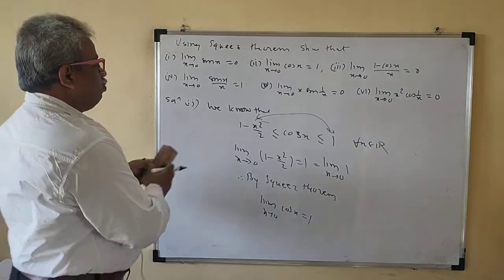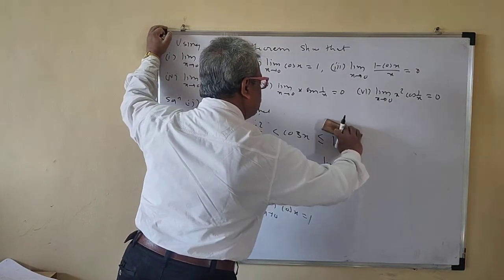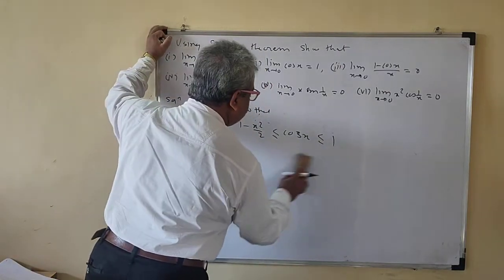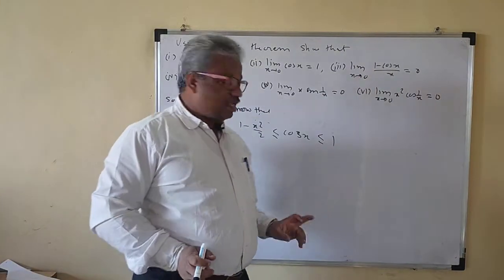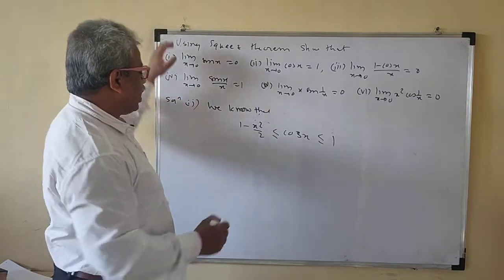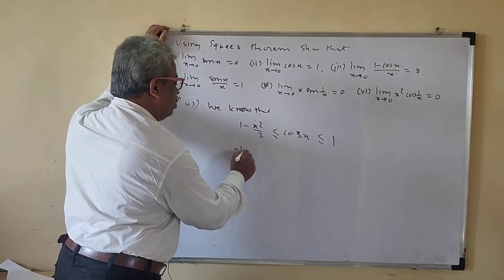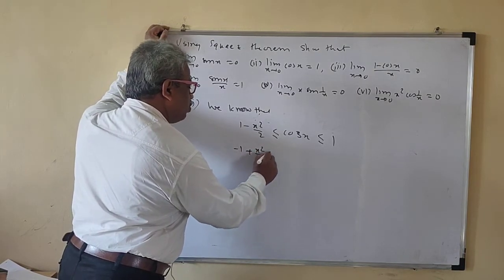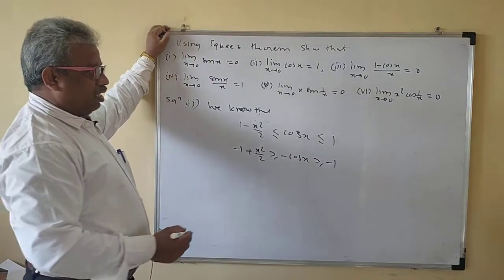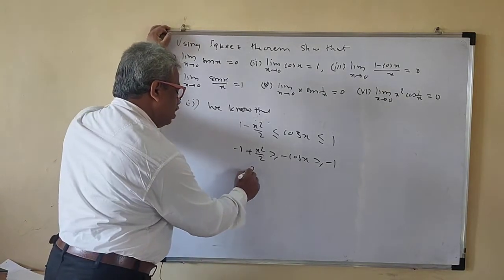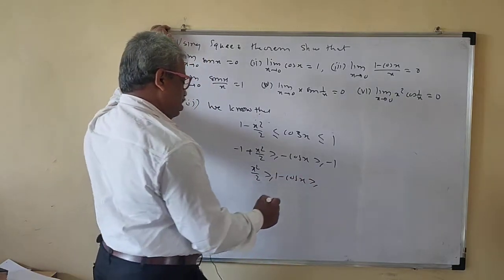So now we'll take up the next one. We know that 1 minus x square upon 2 is less than cos x, which is less than or equal to 1. Now we want here 1 minus cos x upon x. We have only the cos x, so we change the sign first. If you change the sign, then the inequality is changed. This is minus 1 plus x square upon 2 is greater than cos x is greater than or equal to minus 1. Now we will add 1, so that we get 1 minus cos x. So this is x square upon 2 is greater than 1 minus cos x is greater than or equal to 0.